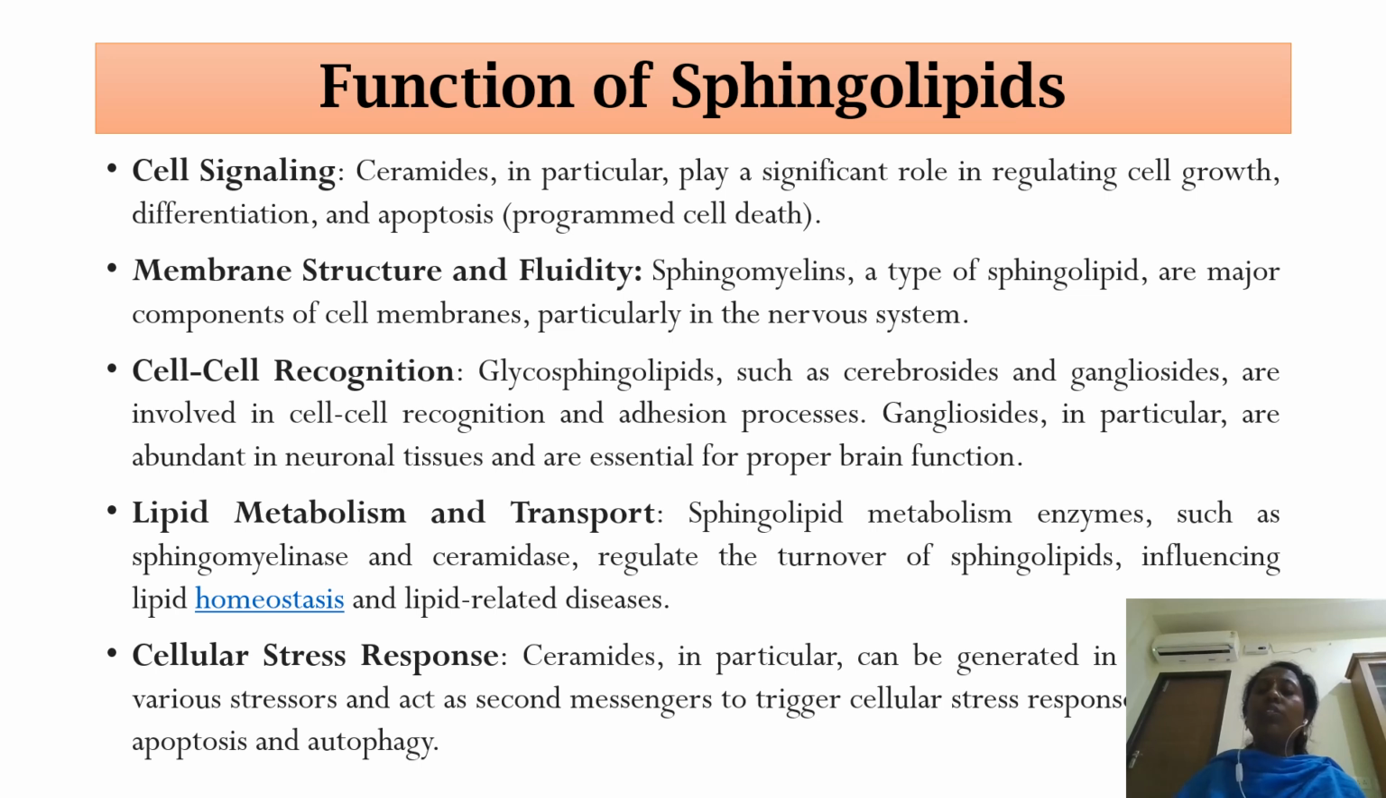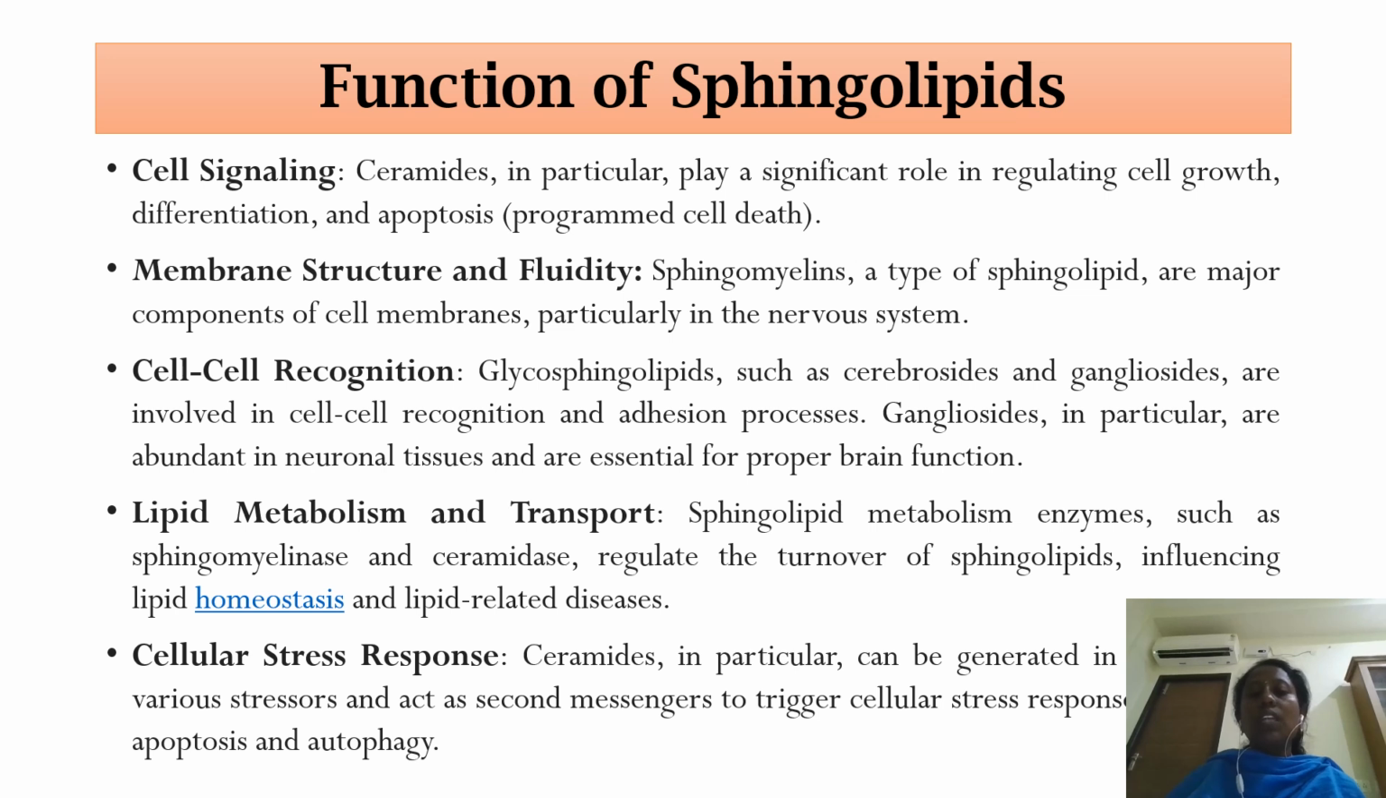Now the main functions of sphingolipids. The first function is cell signaling. Particularly in the form of ceramides, they play a significant role in regulating cell growth. Cell growth and differentiation are mainly carried out by ceramides, and apoptosis, that is programmed cell death, signaling mechanisms are also triggered by the ceramide component.